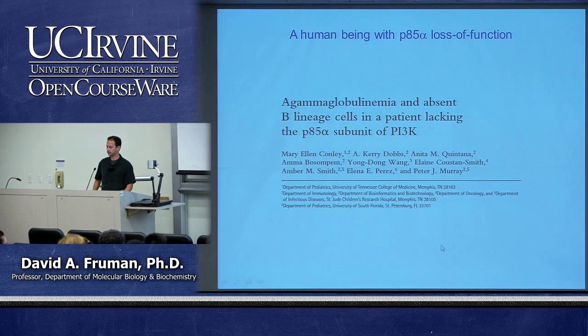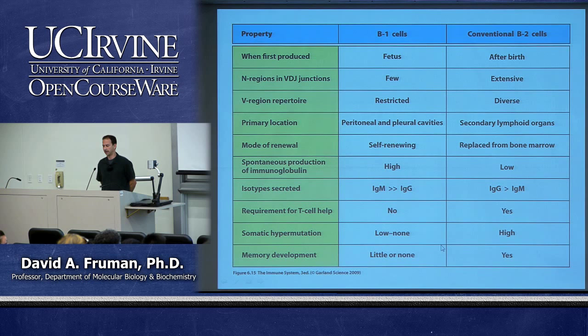Okay, back to reality and the lecture here, what you need to learn for the midterm. This figure 6.15 begins to tell you about classes of mature B cells. We're skipping ahead past selection of immature B cells. We'll come back to them in a few minutes. But I want to talk about the two general classes of mature B cells, and they're known as B1 cells and B2 cells.